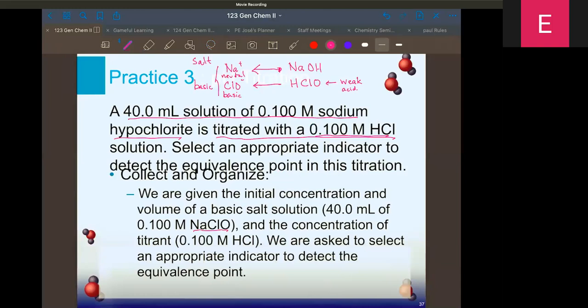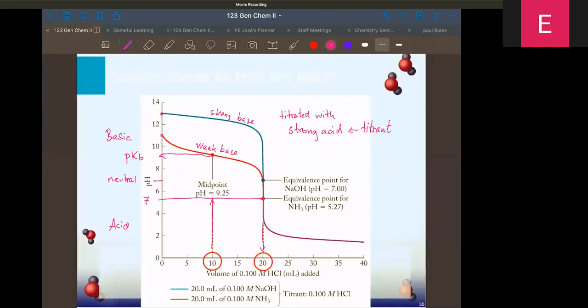A solution, select the appropriate indicator. So what we need to do is know the pKa, so we need to actually find out what is going to be the pH at the endpoint. So let's go back to this titration curve that we're looking at. So we have a weak base, like we had in here, and the pKa is going to be the midpoint. This one is going to be the endpoint. So we need to know what is going to be at the endpoint.